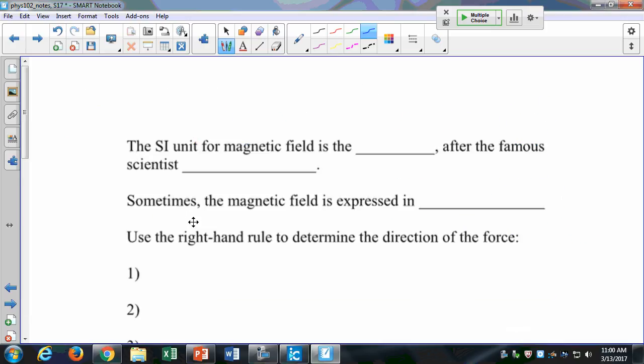The SI unit for the magnetic field is the Tesla. We capitalize it when we abbreviate it. It's capital T, because it's named after a person, after Nikola Tesla. Right, they made that movie. You see that movie? The Prestige, or what was the movie? There might have been multiple movies. He's a fairly eccentric person.